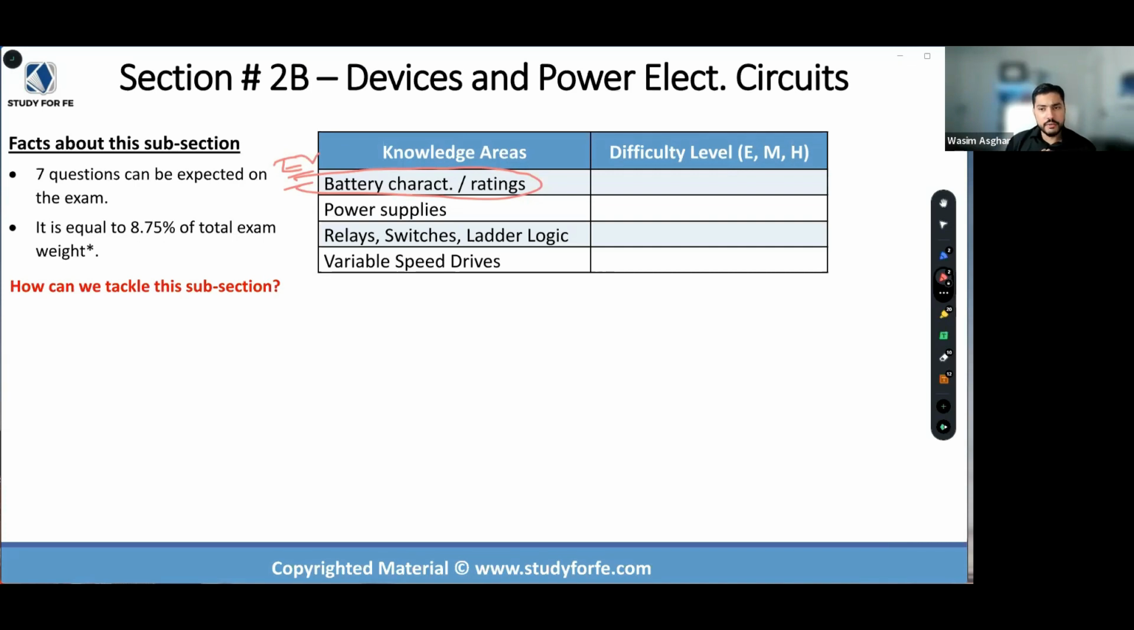So how are you guys gonna rate battery characteristics and ratings? Medium, easy to medium, hard? Okay, let's just call it medium then.